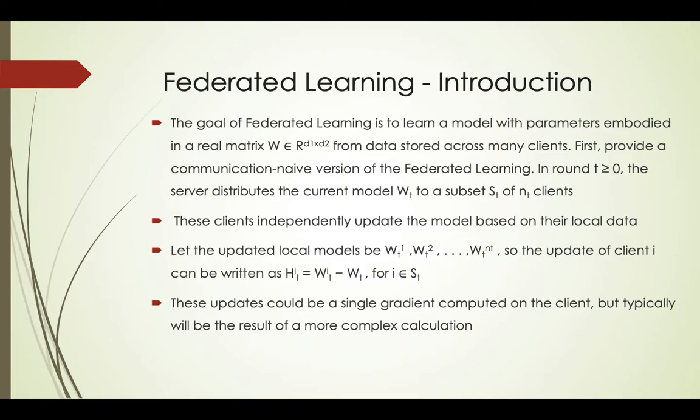So the update of client i can be written as Hit equals Wit minus Wt for i belongs to St. These updates could be a single gradient computed on the client, but typically will be the result of more complex calculations.